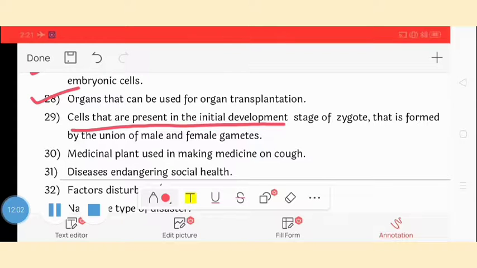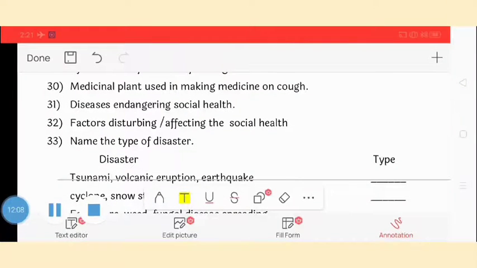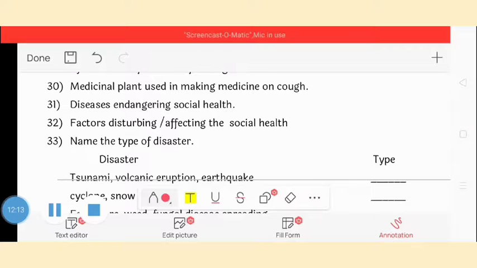Next question: Medicinal plant used in making medicine for cough. Adulsa is a medicinal plant used for making medicine for cough.